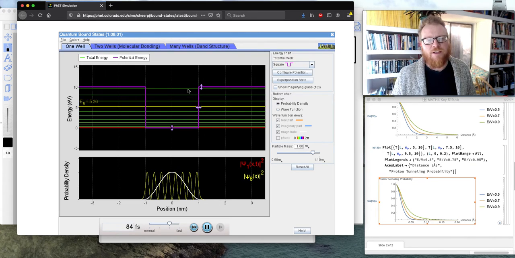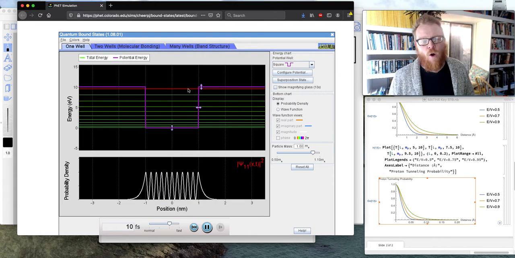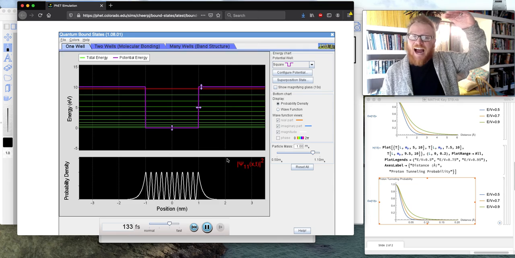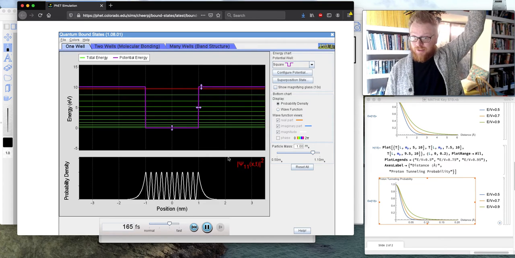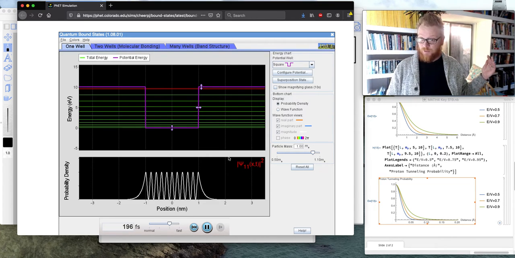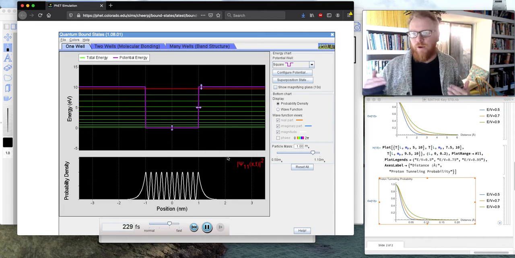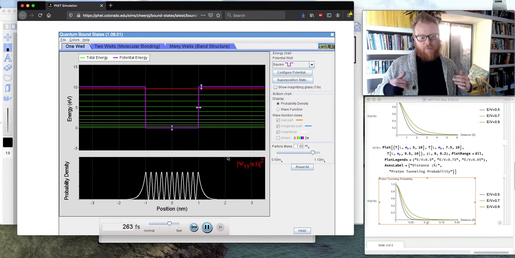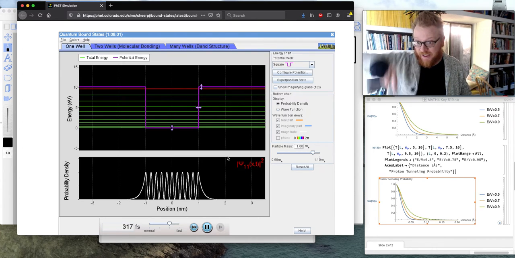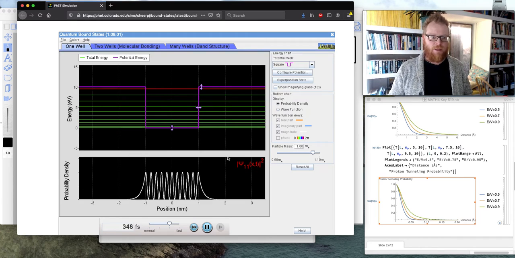But what if I go nearly to the top of the well? What if I excite something all the way up there? Look at that. There is definitely a good amount of probability of finding that electron outside of the well. And in part, that's because we've nearly ionized it out of this potential energy well. Which is really cool to think about, how tunneling can play a role in the ionization of something, like literally kicking the electron out of this well.